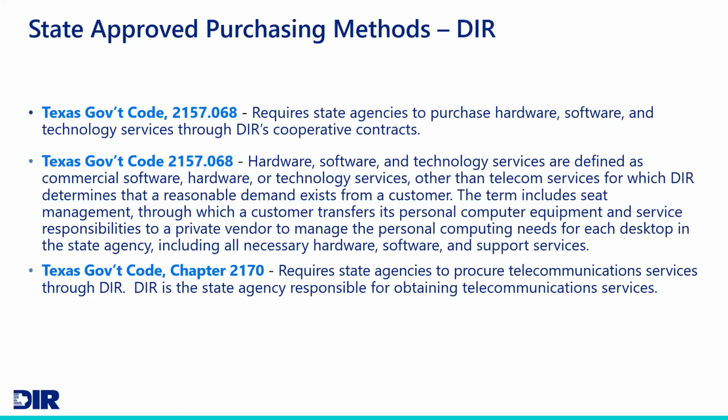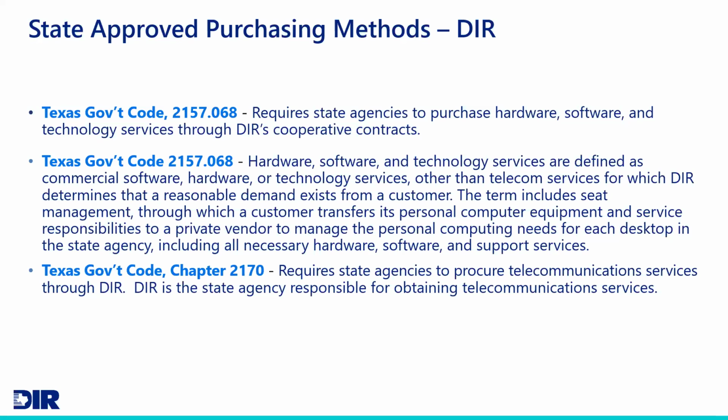It's also Texas Government Code 2157.068 that puts some definitions to the information technology world. So it is hardware, software, and technology services that are defined as commercial software, hardware, or technology services other than telecom, for which DIR determines that a reasonable demand exists from a customer. That includes things like seat management, or as it's commonly known, end user IT outsourcing.